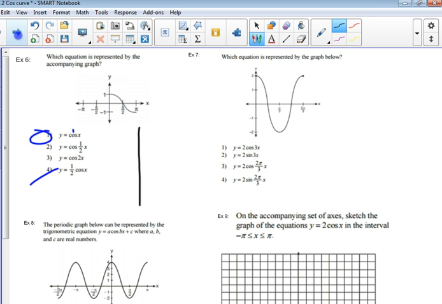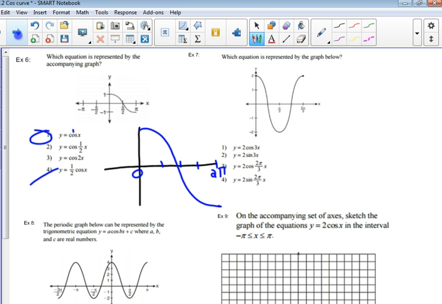So if you had, it would almost look just like this, except bigger. 1, 2, 3, 4. So it would look like this. Or this would just be your 2 pi. That would have been a half.